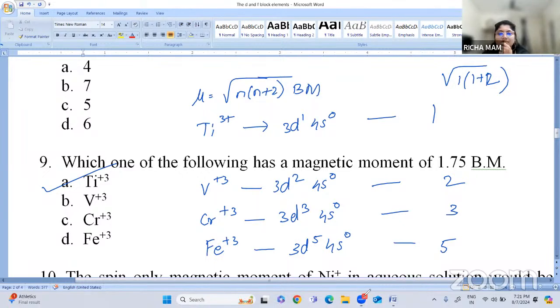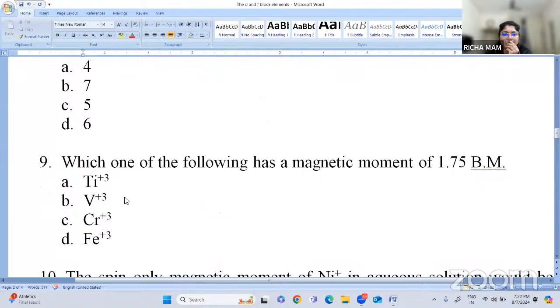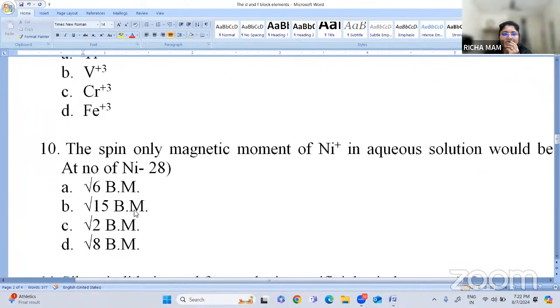So first write for titanium. Then loss of 3 electrons, that is titanium plus 3. Whatever the number of unpaired electrons there are, put in the formula and see which will come 1.73. So it is option number A. Fine. Let us go for the next one. I hope we have solved 9 questions till now. I hope it is clear.